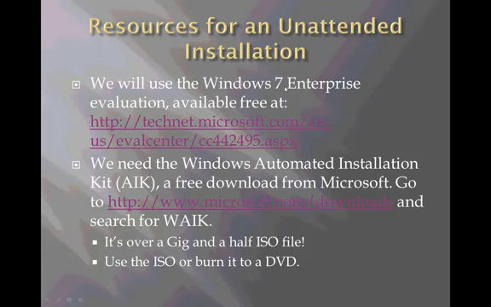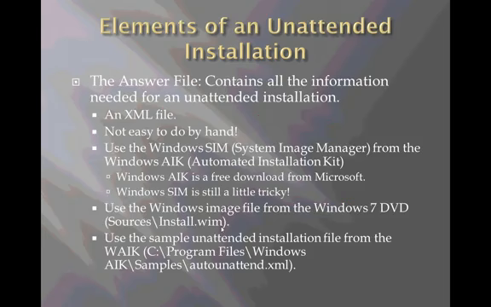We need a few resources to do an unattended installation. We need Windows 7 installation media, and we're using the free Windows 7 Enterprise Evaluation that's available at the URL on your screen. It's a 90-day evaluation that can be extended up to 180 days. We also need the free download from Microsoft, the Windows Automated Installation Kit. It's 1.7 gigabytes. It's an ISO file. You can burn it to a DVD or use the ISO to install the automated installation kit. We're using it in Server 2008, but it can also be installed on Windows 7.